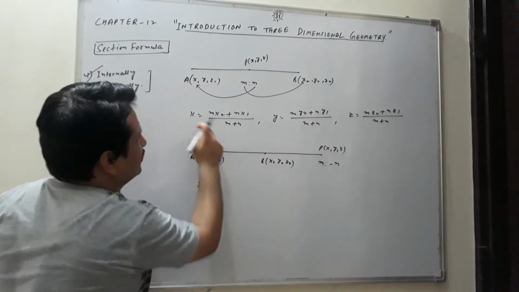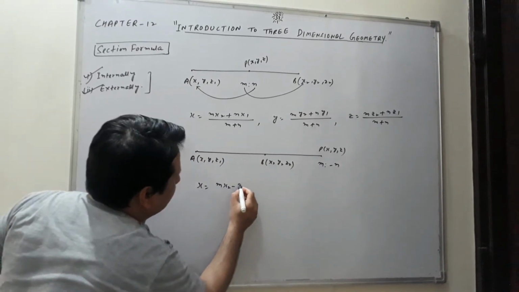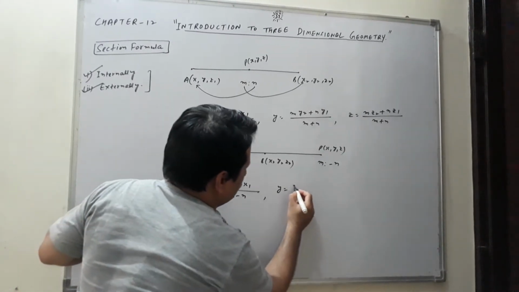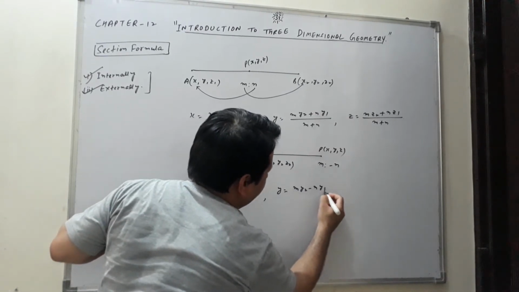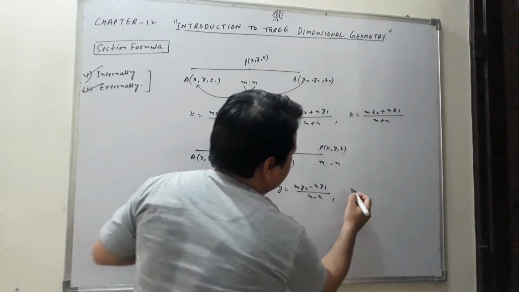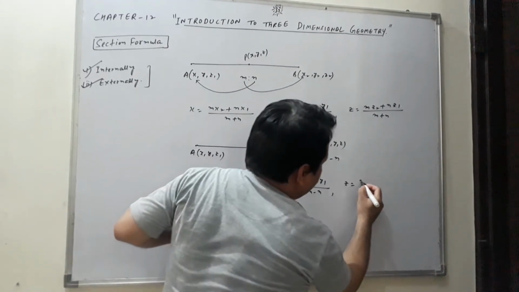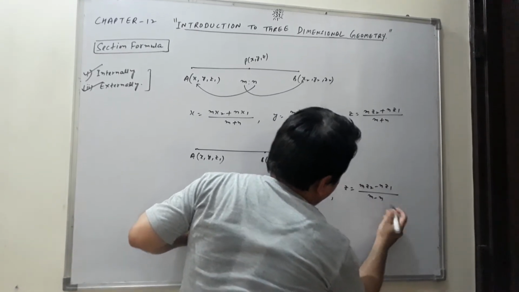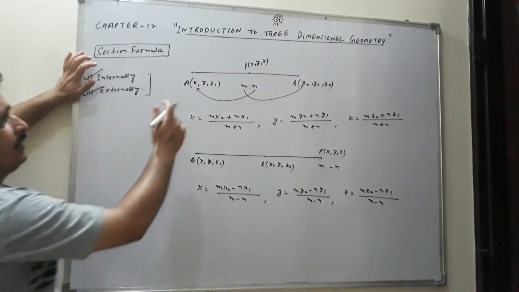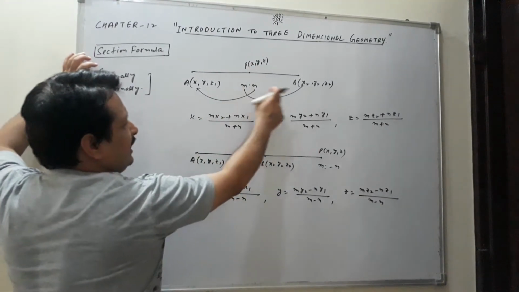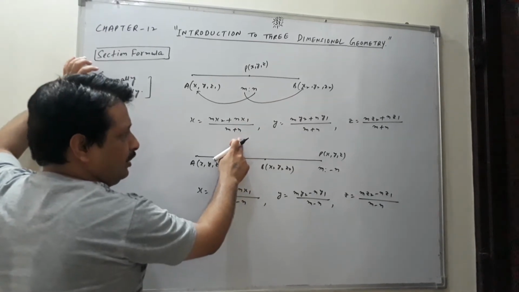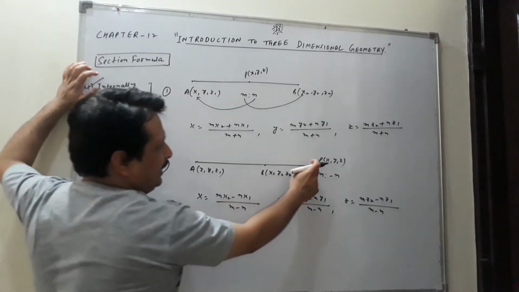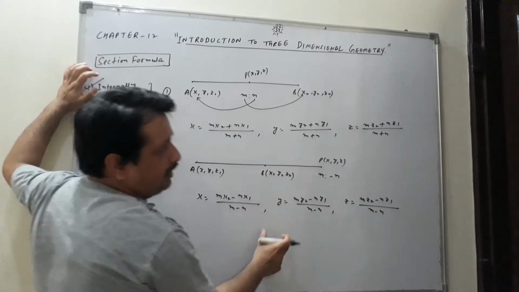x will be equal to m into x2 minus n into x1 upon m minus n, and y is equal to m into y2 minus n into y1 upon m minus n, and z is equal to m into z2 minus n into z1 upon m minus n. So this is the formula when point P divides the line segment internally, this is the first one. This is the second one, when point P divides the line segment externally.